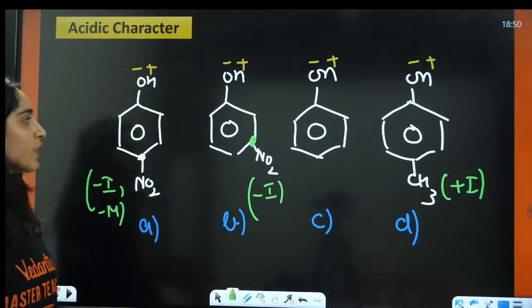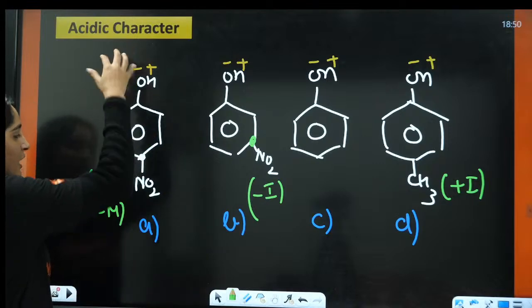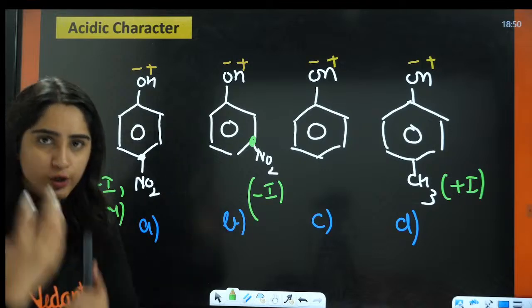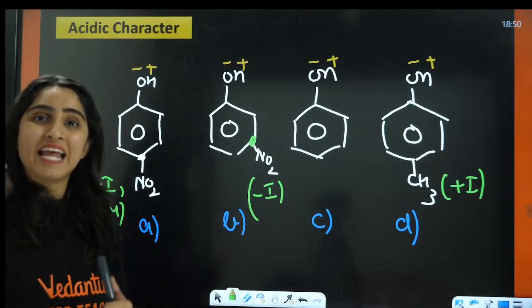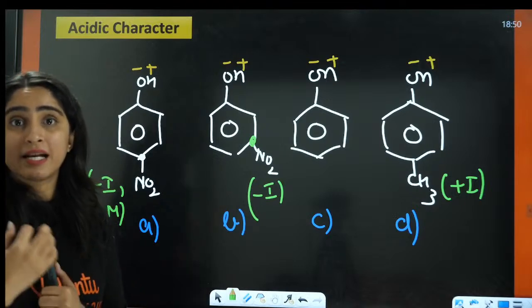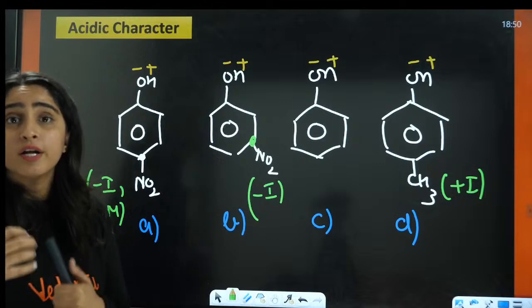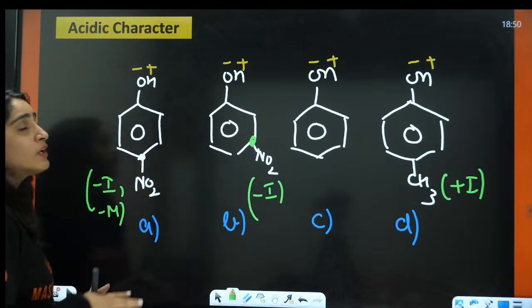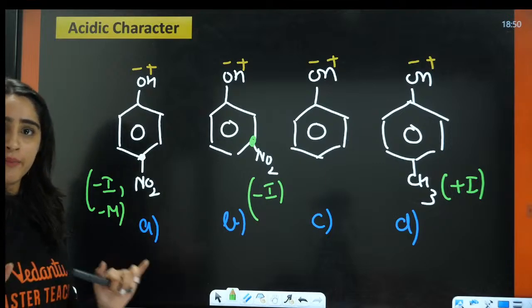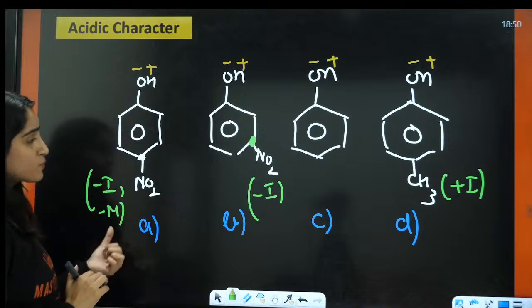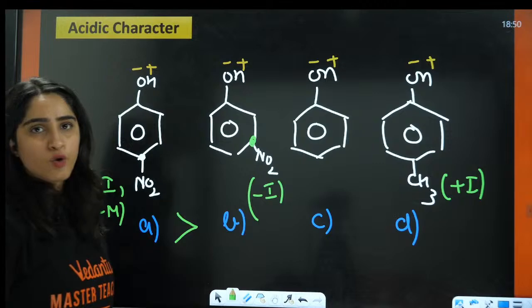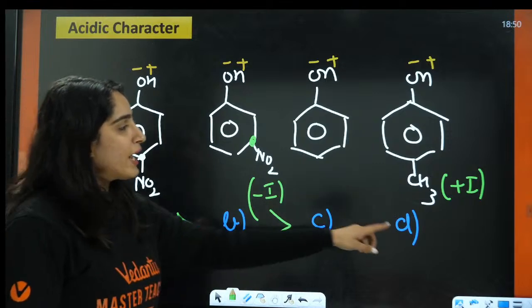Understood, everyone? So we all know it is negative, and something that is minus I is electron withdrawing. On the negative charge, if there are electron withdrawing groups attached to it, that will make it more stable. Something is electron rich, you are taking away the electrons, it will make it very happy. There are two groups attached here, there is just one group there. That means A is more stable than B. And here we see no effect, so C. Then we have D.